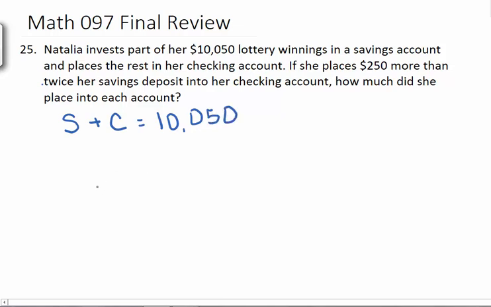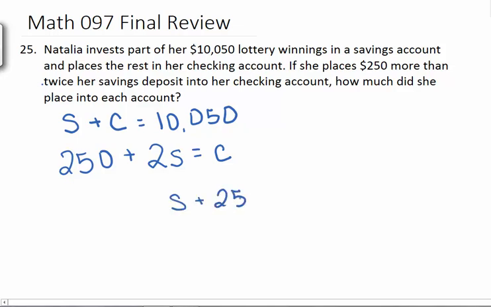The second sentence gives us the other equation. 250 more than means plus, twice her savings deposit went into her checking. So now we have two equations. Since the second one has C equal, we're going to use substitution. So my first equation says S plus C, but instead of C, I'm going to write 250 plus 2S. And this should be equal to 10,050.